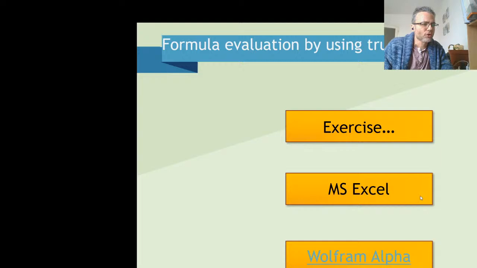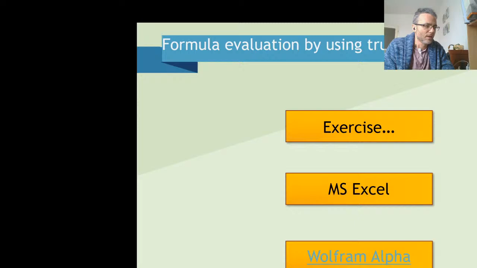I'm not going to show this to you. If you are interested in how to use Microsoft Excel to create truth tables, I guess you can figure this out on your own. I will show you another software though. This is a free software, actually a web portal called Wolfram Alpha, which is a really cool service you can use. Next time I will show you how you can easily evaluate formulas. But now let's continue with those certain properties.